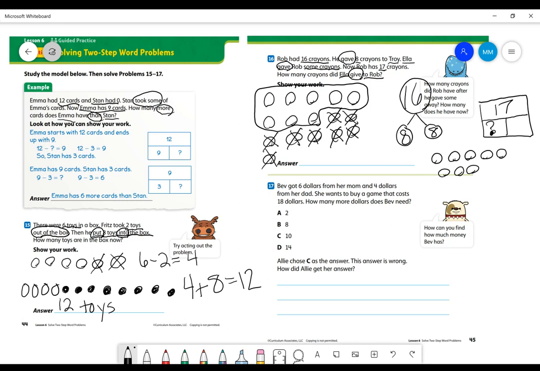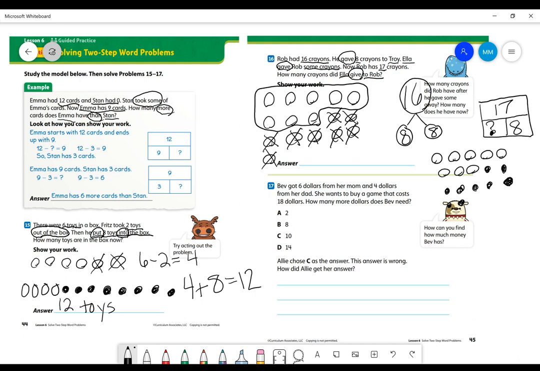But how many did Rob have left after he gave some to Troy? He had 8 left. How can I find this missing part? I can count on, right? So I can start at 8 and count to 17. So 8, 9, 10, 11, 12, 13, 14, 15, 16, 17.